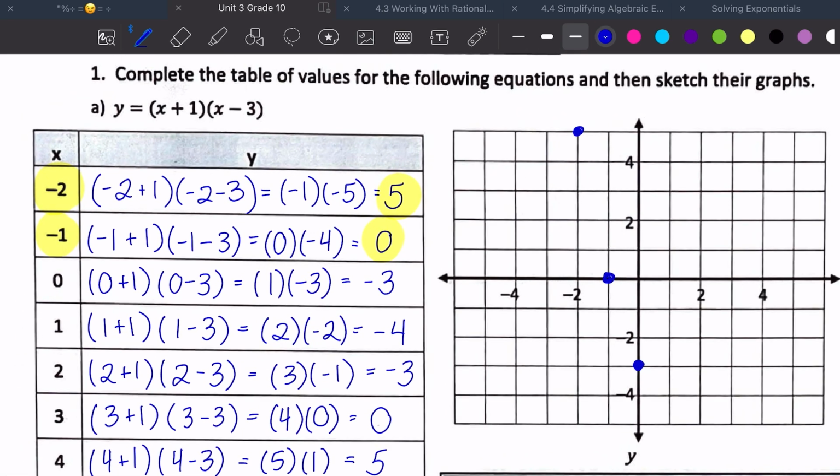And then 1, -4. I'm going over to +1 and down 4. So I'll be here. And then you notice that's my lowest point. I don't go any lower than -4. I'm just going to now go back up again. So now all of these points are going to mirror. So now again, I'm at 2, -3. I'm at 3, 0. And I'm at 4, 5.